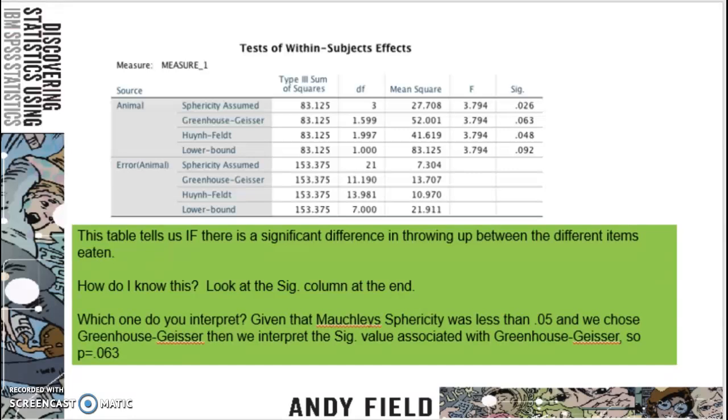Okay, so it's really important that you pay attention to the title of the table. So here it is, the tests of within subject effects. All right, so when we are trying to find if there is a significant difference between the time it took to throw up based on what they ate, we've got animal, we've got sphericity assumed. Now, sphericity was not assumed, okay?